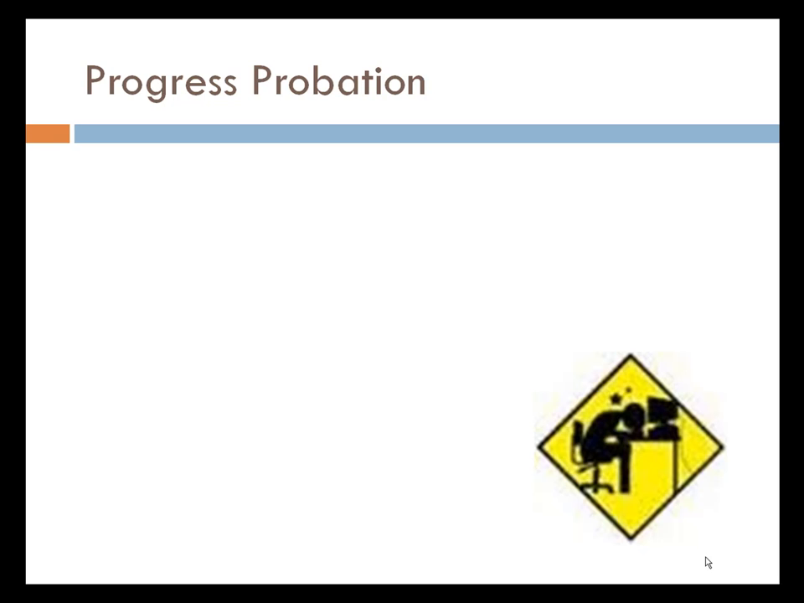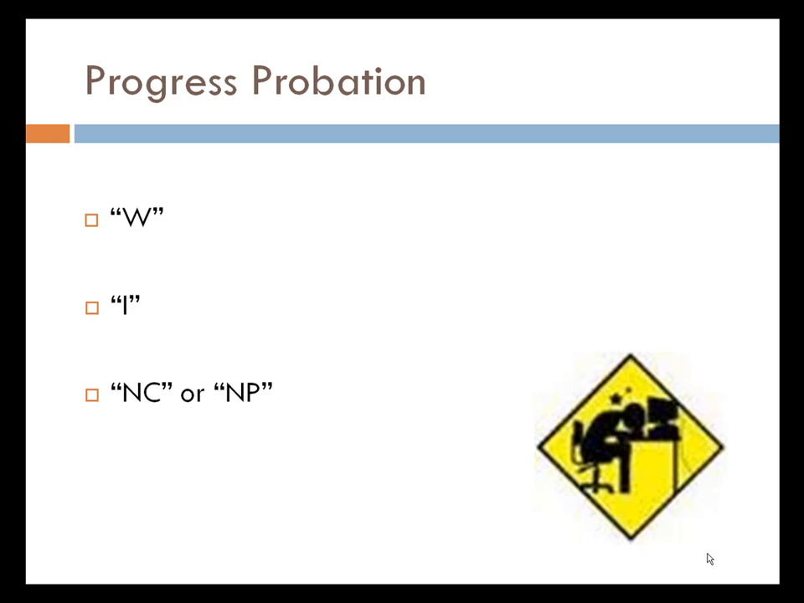The other area that the college is required by state law to track is your progress towards completion of courses. If 50% or more of attempted units are a W for withdraw, an I for incomplete, a C for no credit, an NC for no credit, or NP for no pass, you will be placed on Level 1 progress probation.